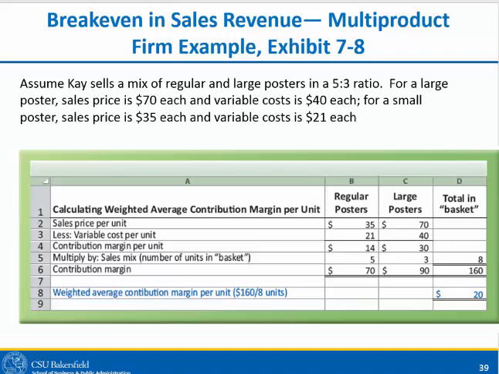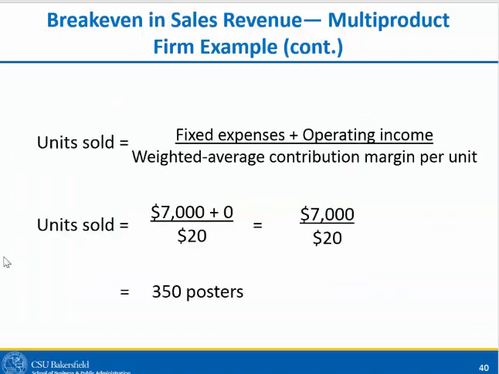So now we can address the issues: how many posters I need to sell, and how many of each product. So now let's come to the calculation part. It's going to be a similar idea here. The formula is fixed expenses plus operating income, the same numerator, divided by a slightly modified denominator, which is the weighted average contribution margin per unit.